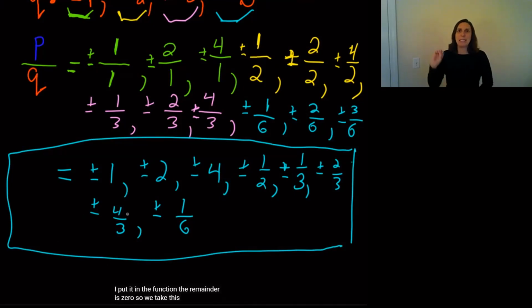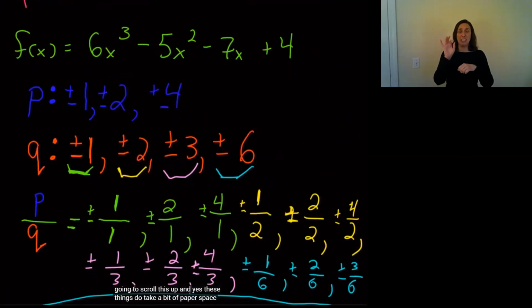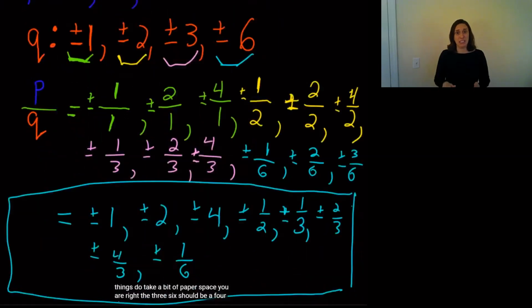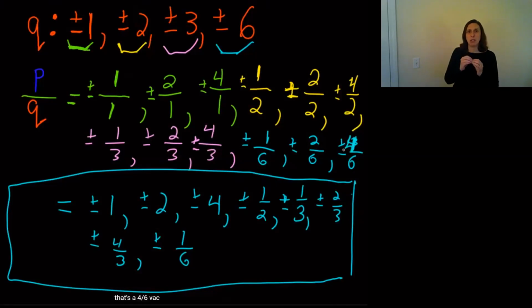So we take this list of numbers and we take our function. I'm going to rewrite the function down here and I'm going to scroll this up. And yes, these things do take a bit of paper space. You are right, the 3/6 should be a 4/6. Thank you, Billy. That's a 4/6. That simplifies to a 2/3.